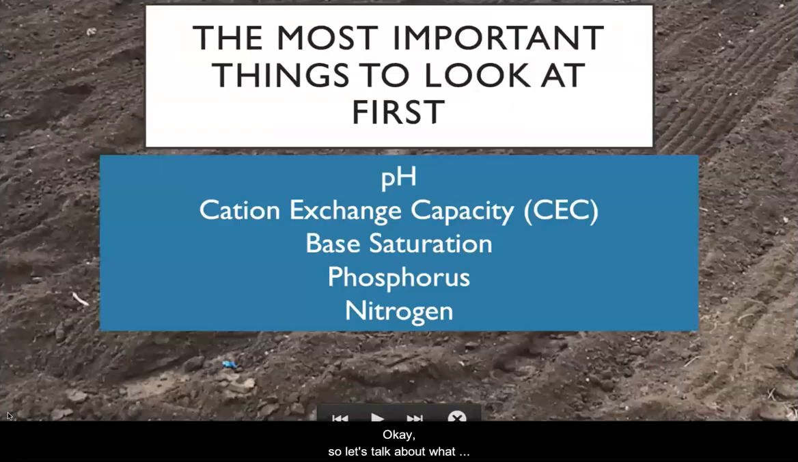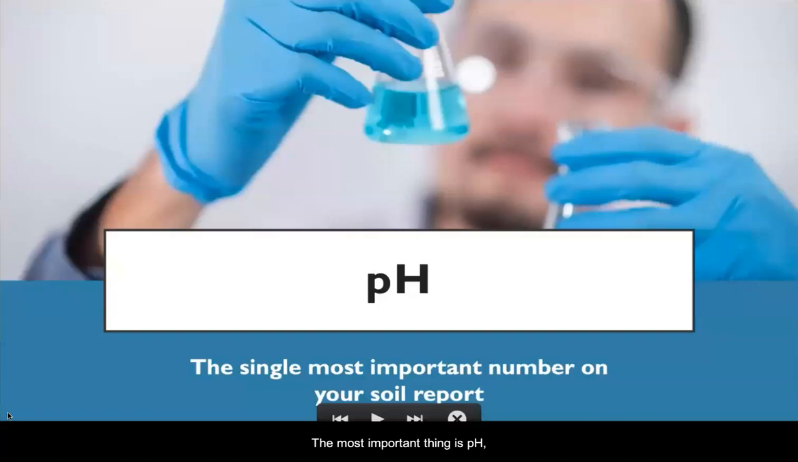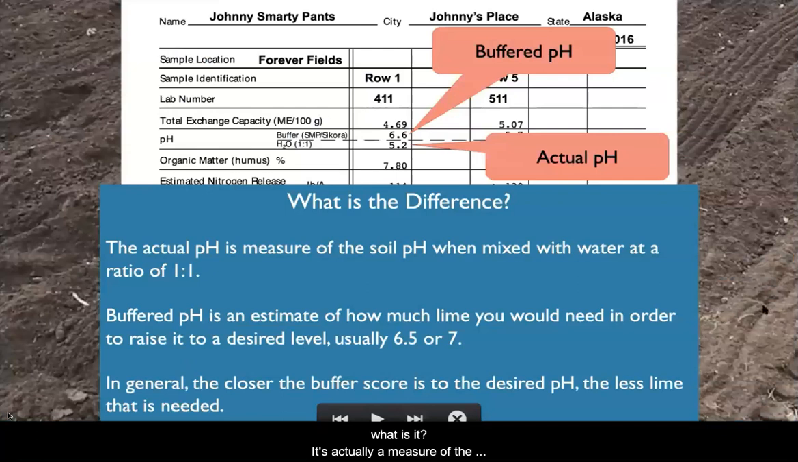Okay, so let's talk about what actually is in the soil report. The most important thing is pH. Of all the things you're going to look at, pH influences almost everything else. So let's take a look at pH. So pH, what is it?